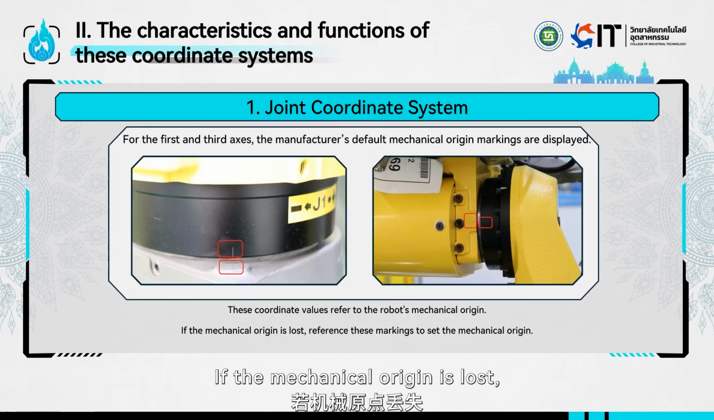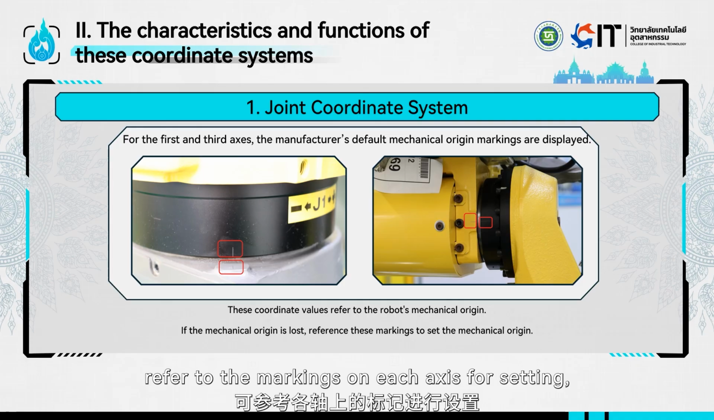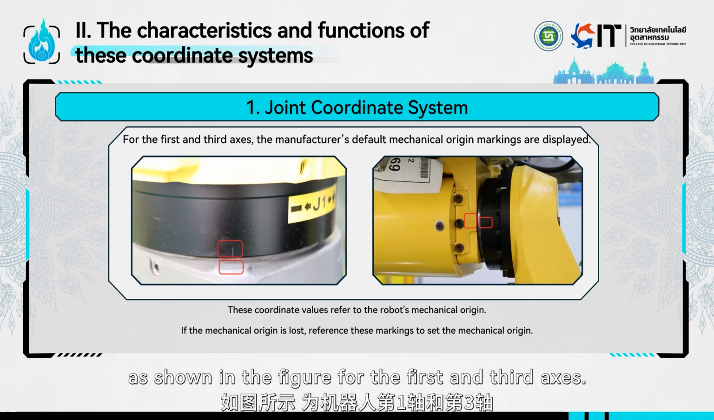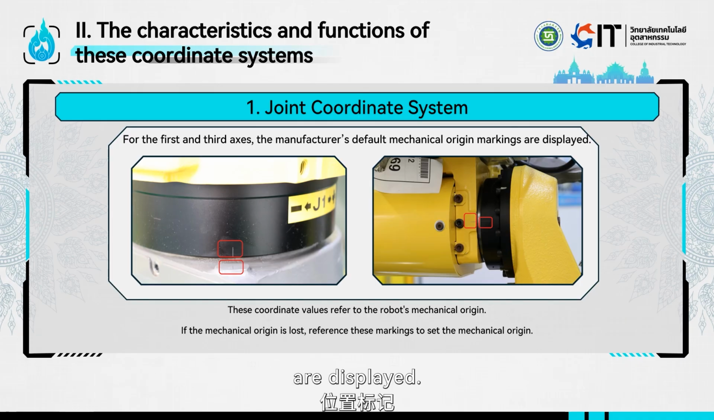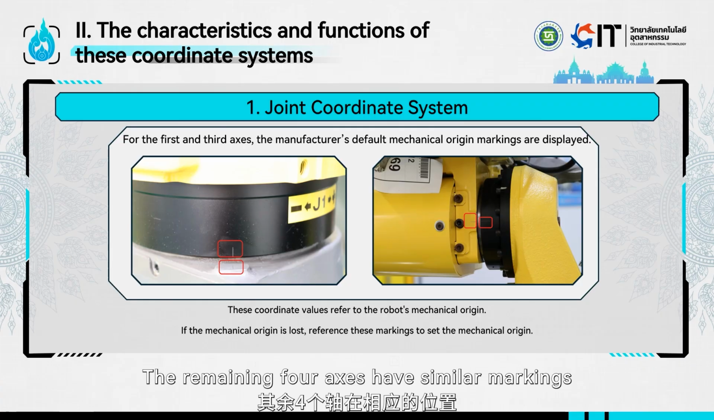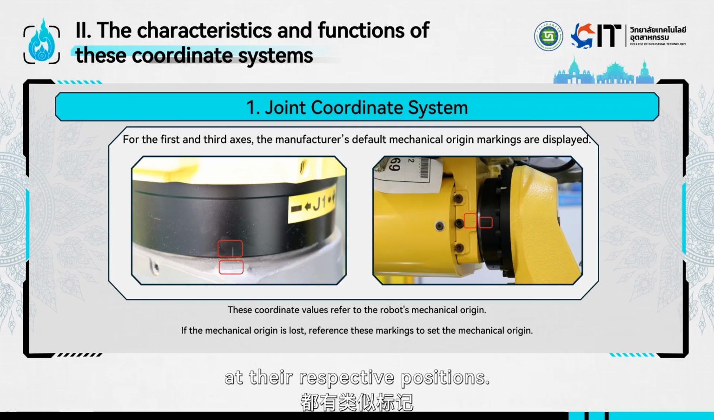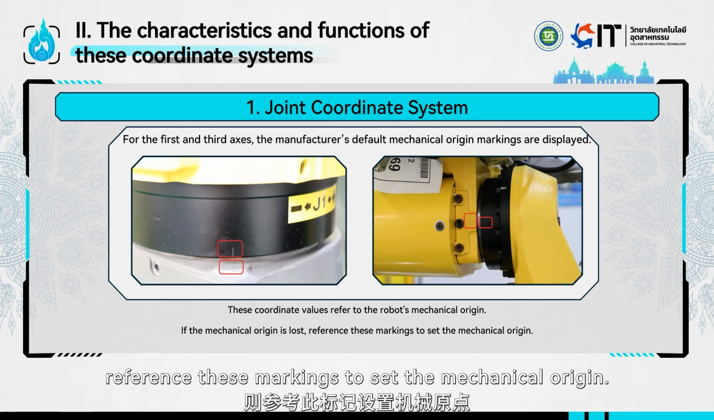If the mechanical origin is lost, refer to the markings on each axis for setting, as shown in the figure for the first and third axes. The manufacturer's default mechanical origin markings are displayed. The remaining 4 axes have similar markings at their respective positions. If the mechanical origin is lost, reference these markings to set the mechanical origin.